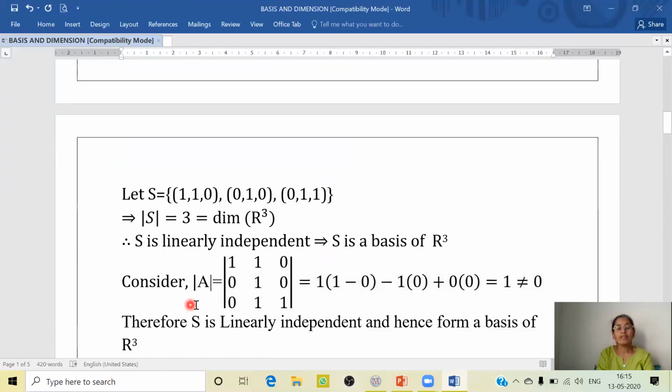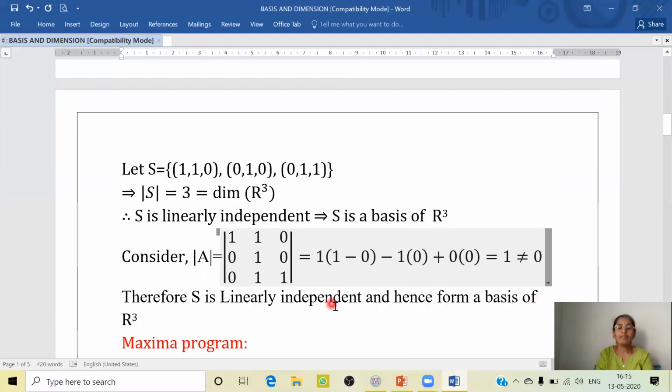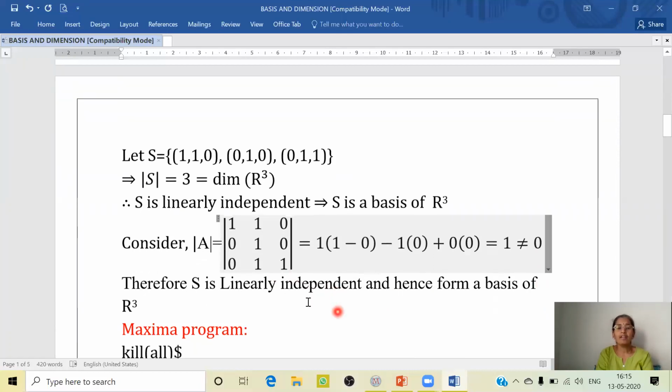Next, let us check whether it is linearly independent. To check this, let us take the determinant consisting of the given three vectors, that is 1, 1, 0, 0, 1, 0 and 0, 1, 1. When we evaluate this determinant, we get the value equal to 1, which is not equal to 0. Therefore, it is linearly independent. Since it is linearly independent and the number of vectors is equal to the dimension of the vector space, they form a basis of the vector space R cube.